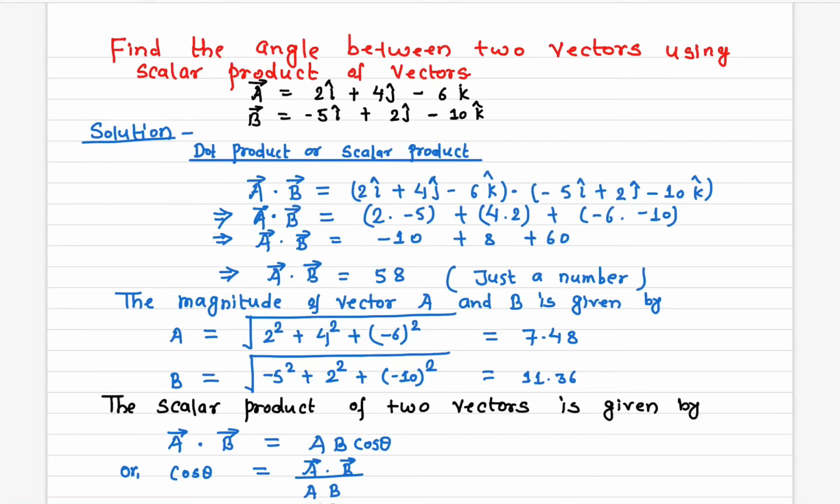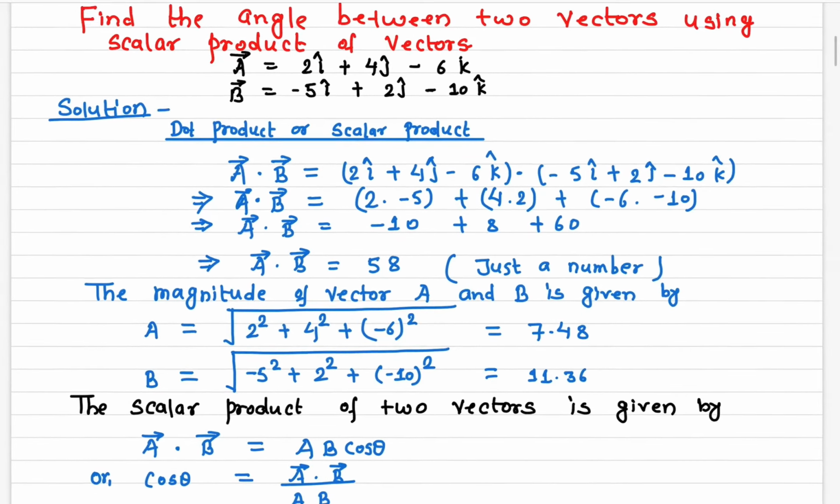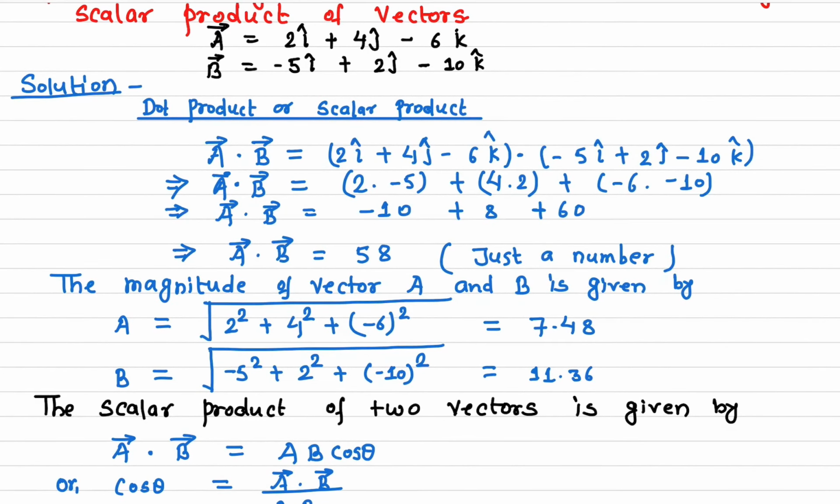In this video, we'll talk about finding the angle between two vectors using the scalar product, or the dot product. So the two vectors are given, a vector and b vector. And the way the dot product between the two vectors is defined, we have to multiply 2 times minus 5.